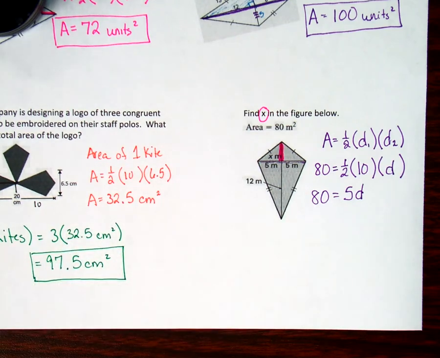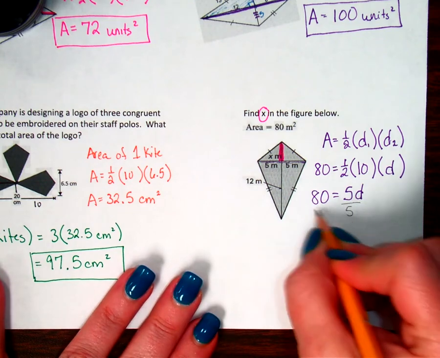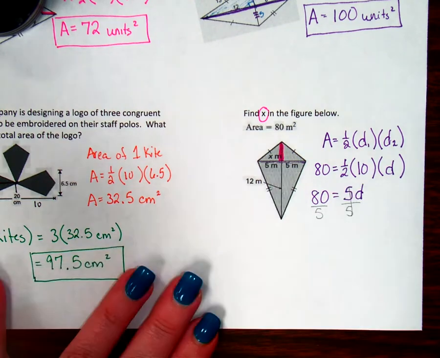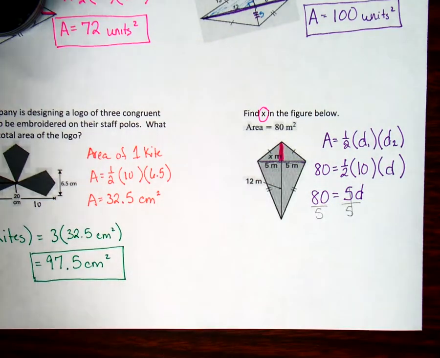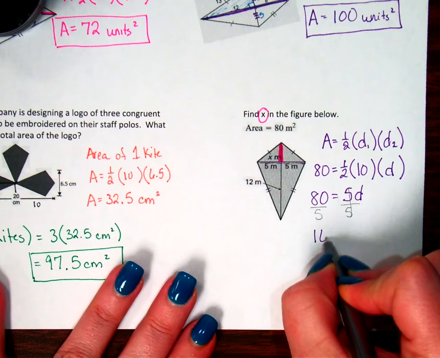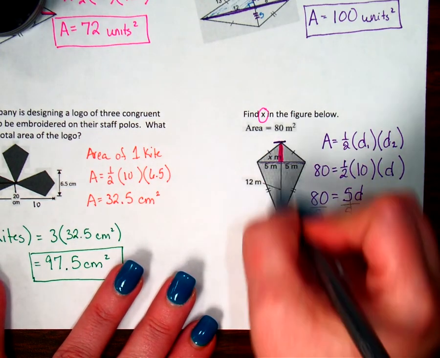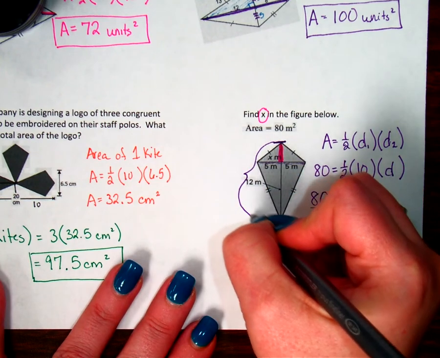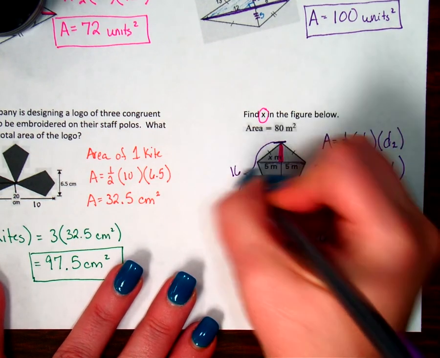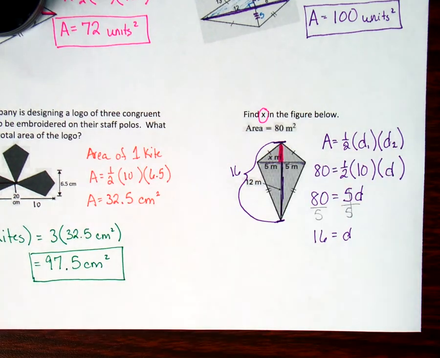So to figure out what d is, all I have to do is divide both sides by 5. So 80 divided by 5, I believe, is 16. So this whole diagonal from here to here is 16. I know this piece here is 12, and I'm trying to figure out the pink piece.